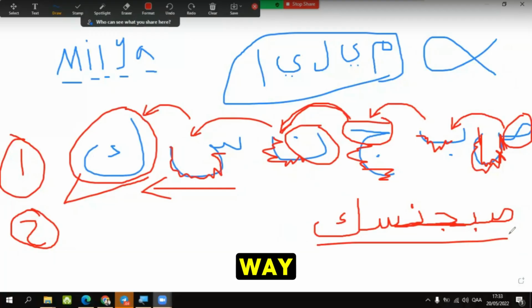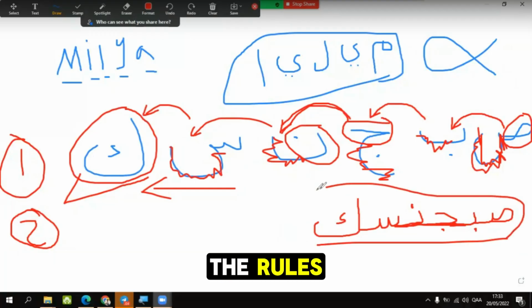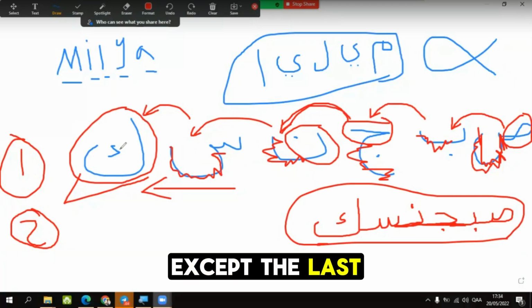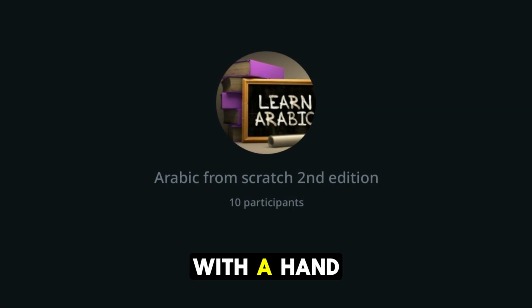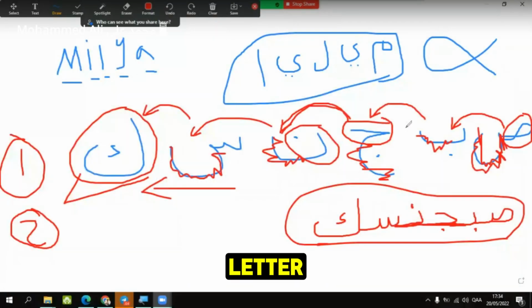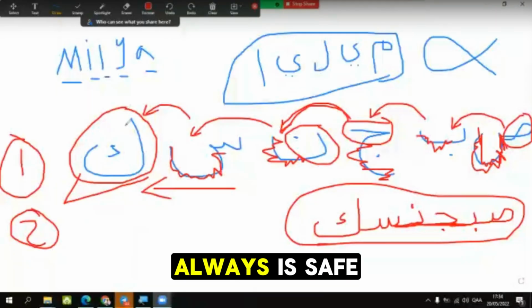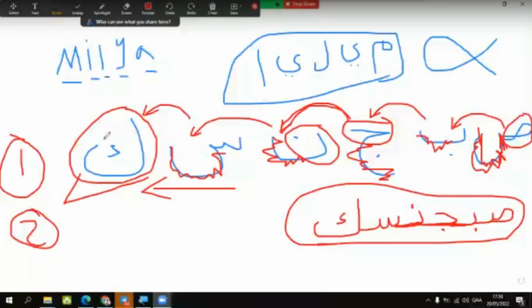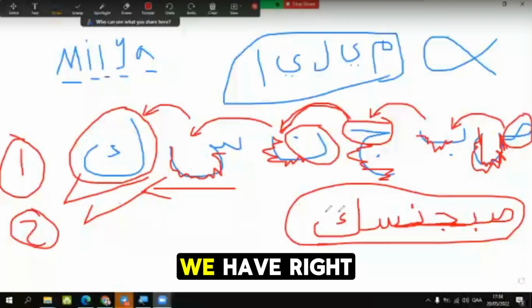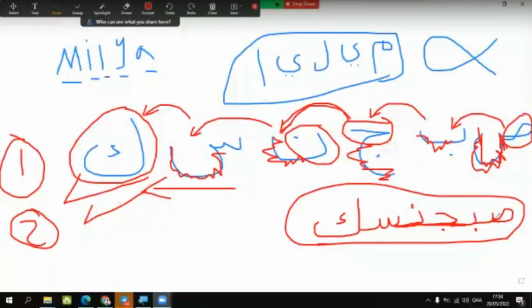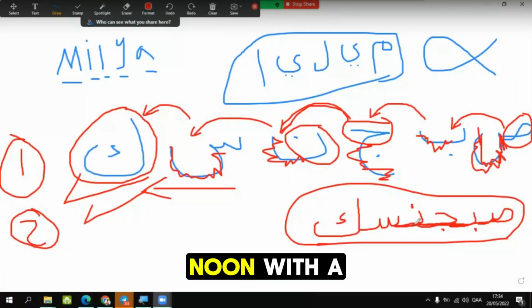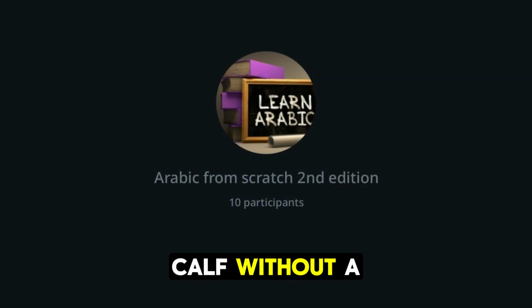So what are the rules? Cut halves of the letter, except the last letter. Write every letter with a hand, except the last letter, because no hand for the last letter. So the last letter is always safe. No cut, no hand. This way we have written sod with a hand, ba with a hand, jim with a hand, noon with a hand, sin with a hand, kaf without a hand.